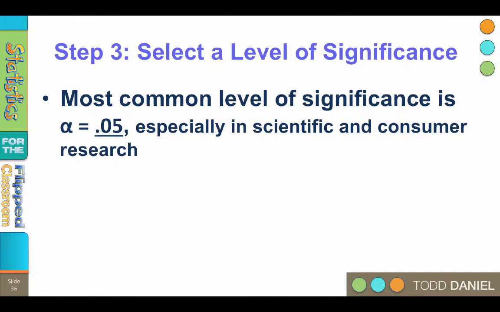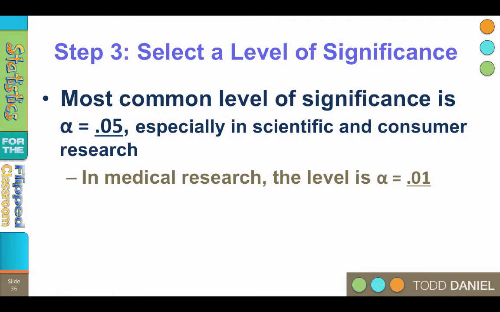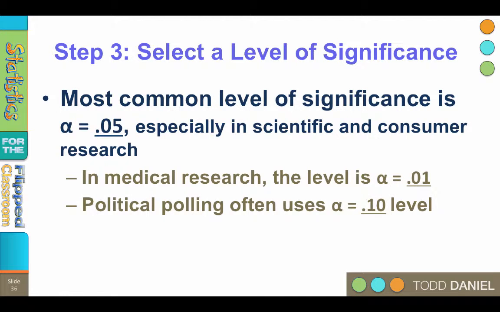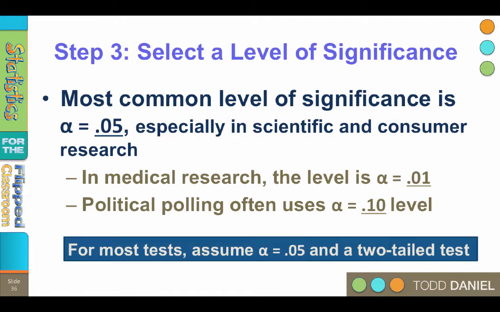The most common level of significance is 0.05, especially in scientific and consumer research. In medical research, where quality matters more and the consequences for mistakes are higher, the alpha level is often set to 0.01. Political polling often uses a 0.10 level because the results are not as dire if they make a mistake. For most tests, you should assume alpha equals 0.05 and a 2-tailed test.